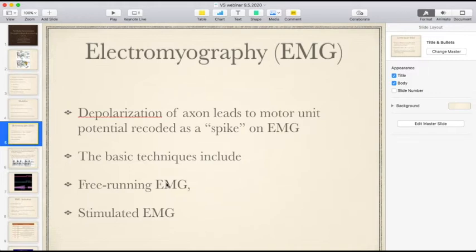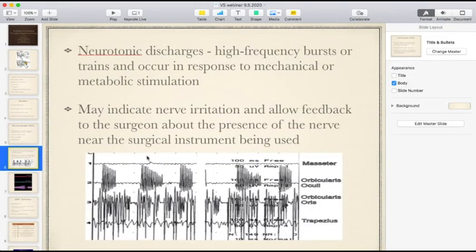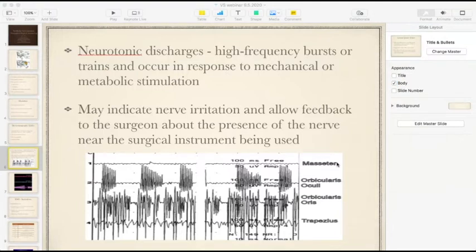Important things to note during acoustic schwannoma and vestibular schwannoma surgery: neurotonic discharges, or high frequency bursts and trains, are the most important responses that give feedback and make us understand that we are in close proximity to the particular nerve that innervates those muscles. It may indicate nerve irritation or give feedback to the surgeon about the presence of the nerve, or any surgical instrument or blood or anything in close proximity to the nerve.